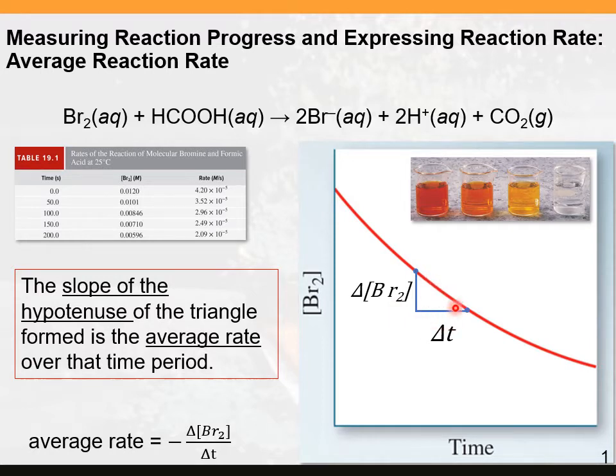Of course, the negative of it. The average rate is equal to negative of the change in bromine concentration divided by change in time. This is the graphical method to calculate average rate.